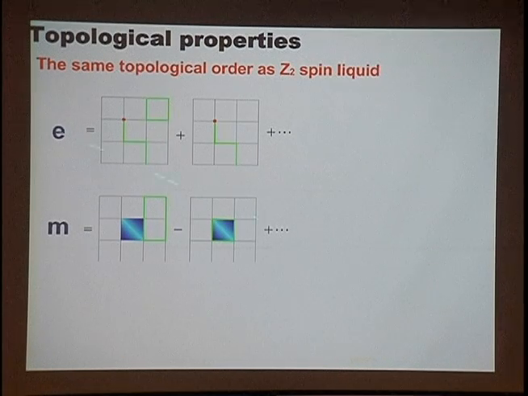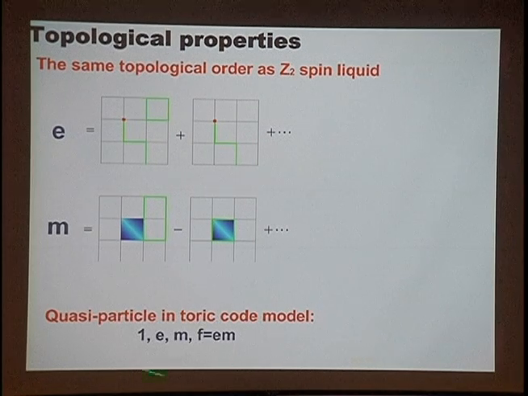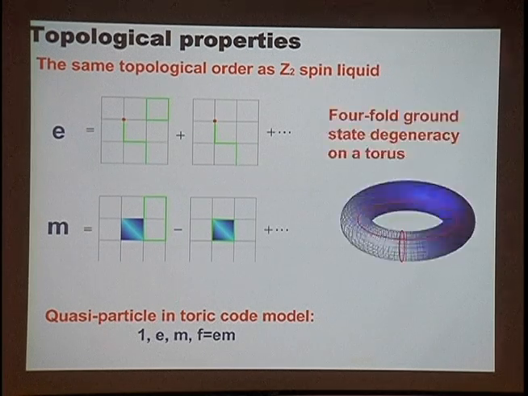And also, when you cut this string, there could be some end. This end we call the electric charge. And when you have a closed loop wrapping some plaquette, you can also add a minus sign. Such kind of excitation we call the magnetic flux. And basically, there are 4 kinds of quasi-particles. So E and M are bosons, and the bound state is a fermion. And I can also sketch how to compute the statistics of these quasi-particles here.